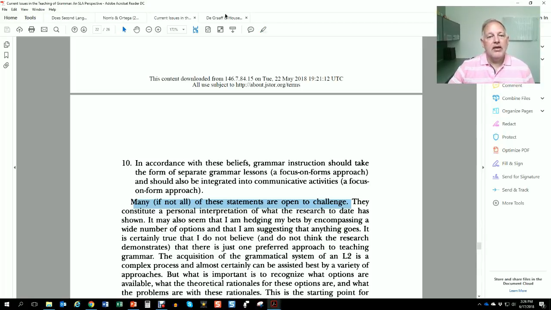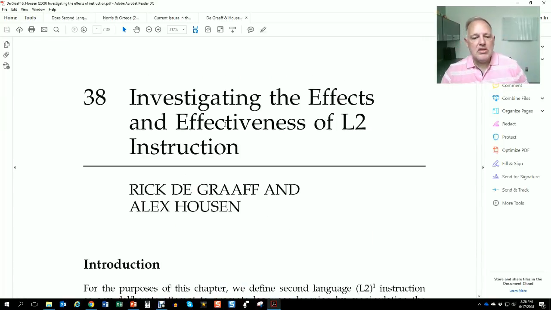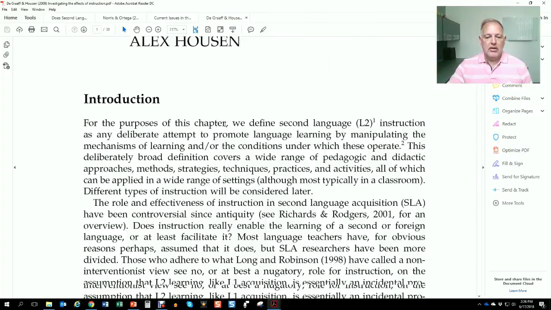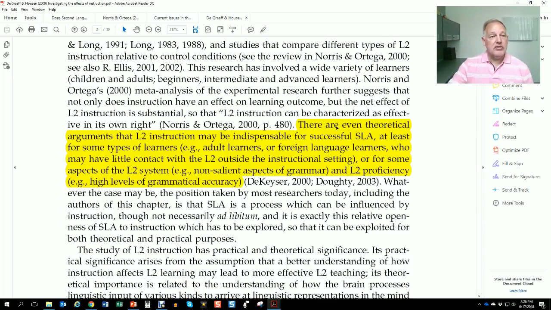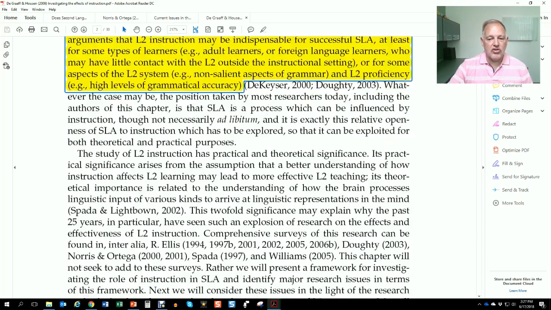Finally, similarly, de Graaf and Housen, they make a statement here in this chapter, Investigating the Effects of L2 Instruction. It should be on Blackboard. There are even theoretical arguments that L2 instruction may be indispensable. So is it necessary? It might be indispensable for successful acquisition, at least for some types of learners, right? Or for some aspects of the system and L2 proficiency. So again, it depends, right? What structures are we talking about? What are the characteristics of the learners? Those are things that might affect the effectiveness of grammar instruction.